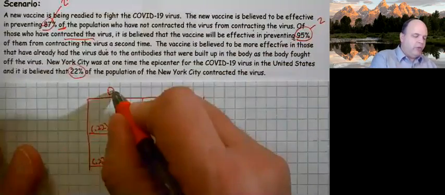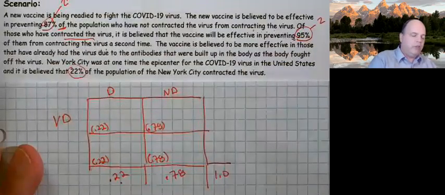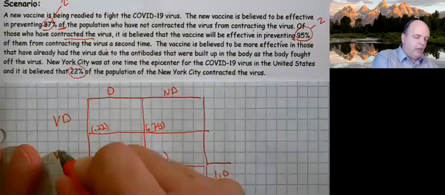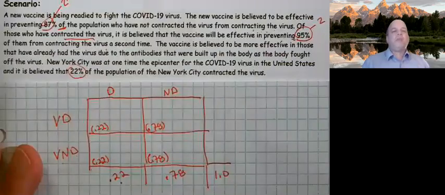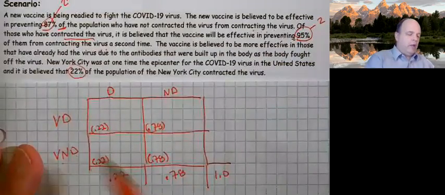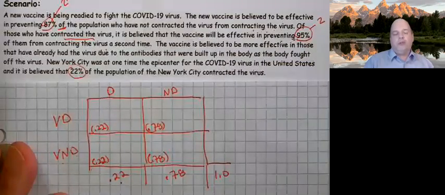So this is disease, and we could say vaccine, and then they get the disease, and vaccine, and they don't get the disease, vaccine and no disease. And you could put them in any order. It didn't matter which place you put them. Just make sure your numbers follow it.